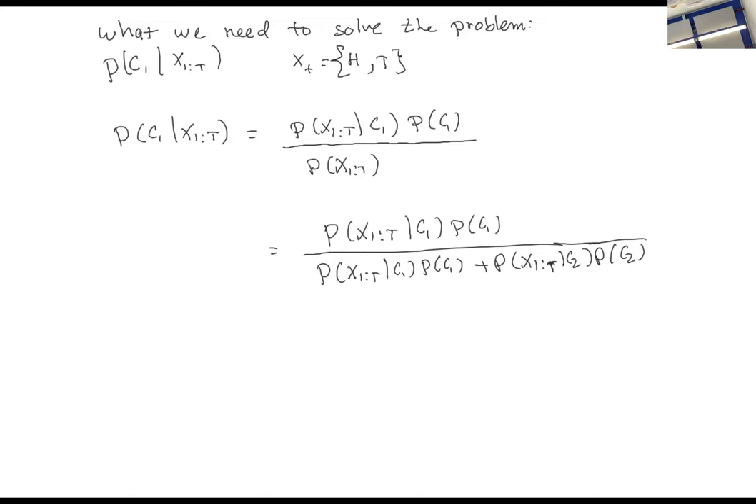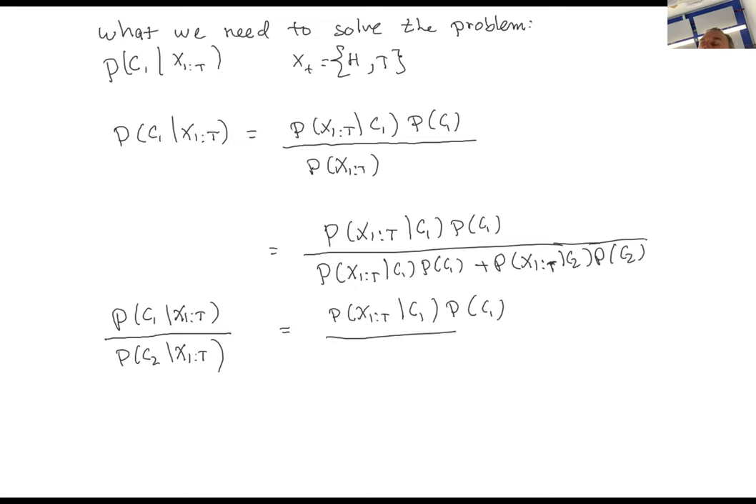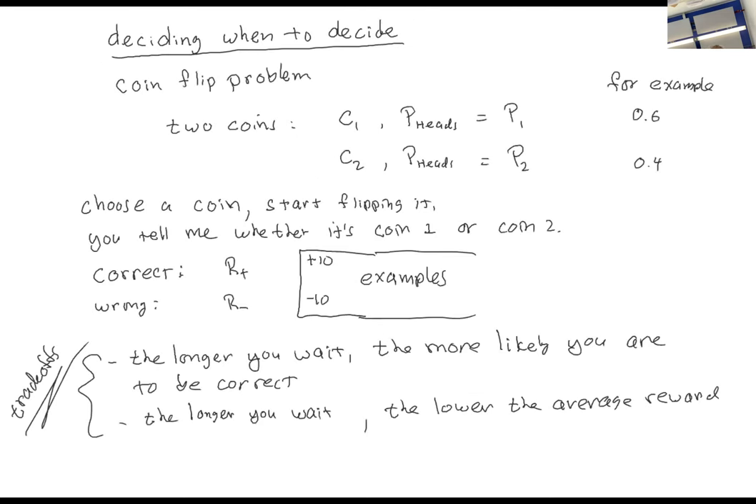What we really care about, we can take the log odds. So P of C1 given X1 to T divided by P of C2 given X1 to T. For this probability, we just put C2 in there, the denominator cancels, and we can write this as P of X1 to T given C1, P of C1, over P of X1 to T given C2, P of C2. This ratio, called the log probability ratio, is all we need to compute. If we know that, we basically know the probability that we're going to be right. As we'll see, that's not totally enough to do the problem. It's going to depend on all sorts of things like the reward probabilities, so it's kind of complicated, but that should be enough to get us started.